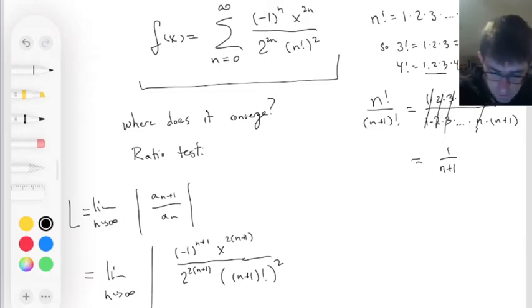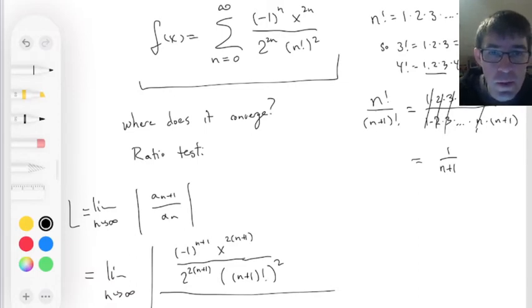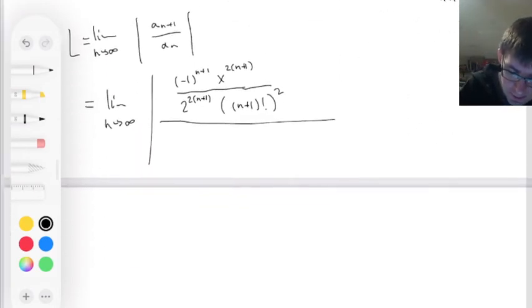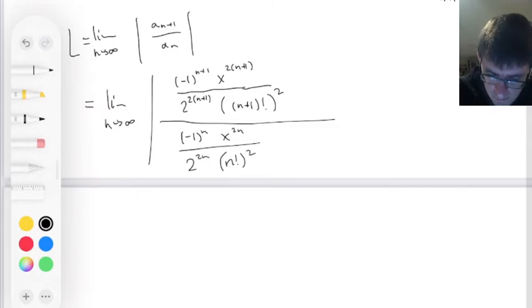And then I got to go divided by a_n. And I'm going to copy, I have to scroll it so you're not going to see it anymore, but I'm going to copy exactly what's inside the sum there on the bottom here. So a_n is minus 1 to the n, x to the power 2n divided by 2 to the 2n, n factorial squared. All right? This is my a_(n+1) divided by a_n.